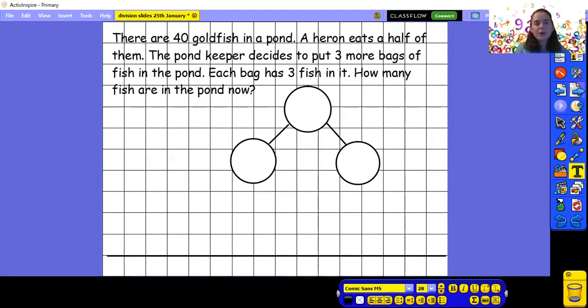There are 40 goldfish in a pond. A heron eats half of them. The pond keeper decides to put 3 more bags of fish in the pond. Each bag has 3 fish in it. How many fish are in the pond now? Now, this is what we call a 2-step problem because we've got to do 2 steps. There are 2 stages in it. First, we've got to work out what happens when the heron eats half, and then we've got to work out how many fish will be in the pond once the pond keeper adds some more.